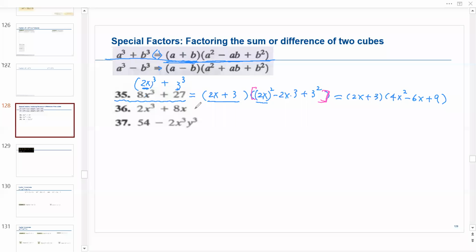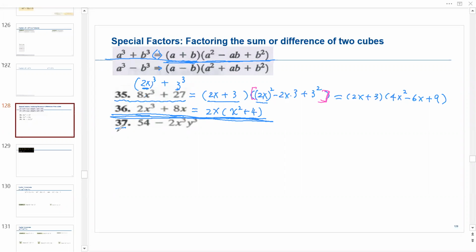All right, see example 36. So here 2x cubic plus 8x. Actually 2x is the common factor. We take 2x out first. All right, so you can see 2x times x squared plus 4. This one cannot be factored further. So this is the end. This one finishes the factoring process, right?